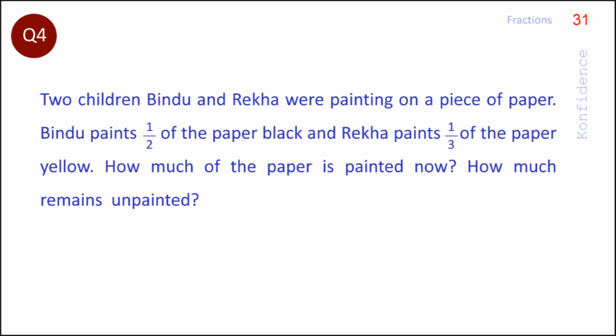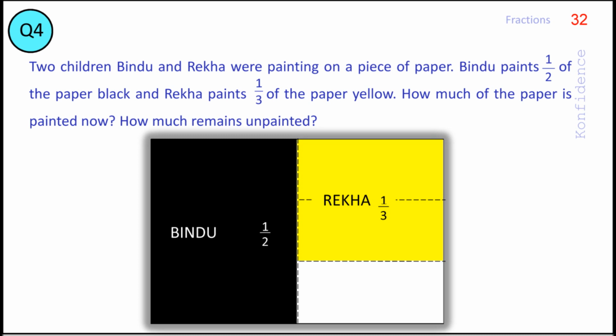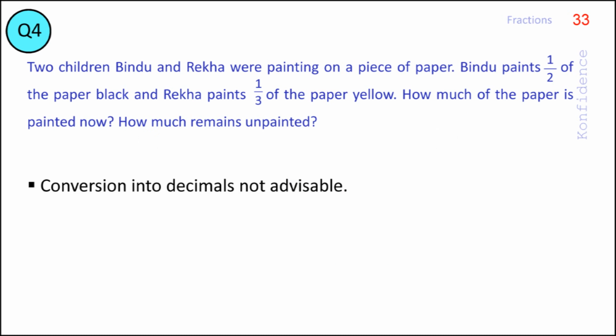Now look at the question Q4. Here we are having a slightly different situation. The portion that is painted is half by Bindu and 1 by third by Rekha. How do we add 1 by 2 and 1 by 3? One method is to convert the fractions into decimals and then add. But this is not always advisable. Many a time, we would want to have the value as a fraction itself. How do we do that then?